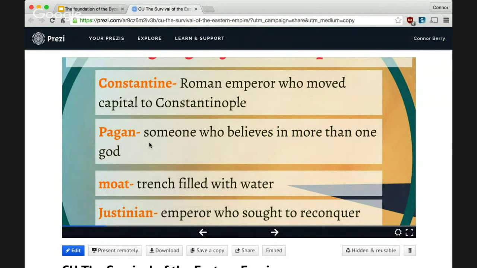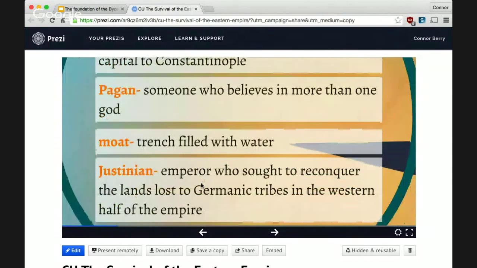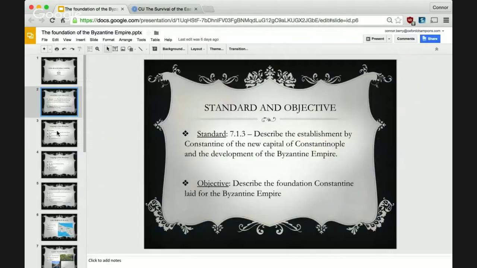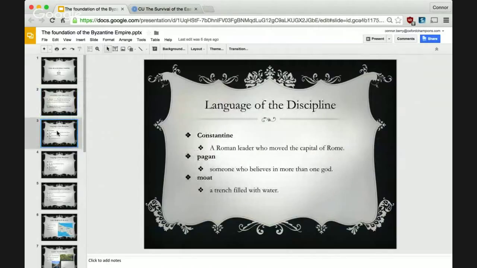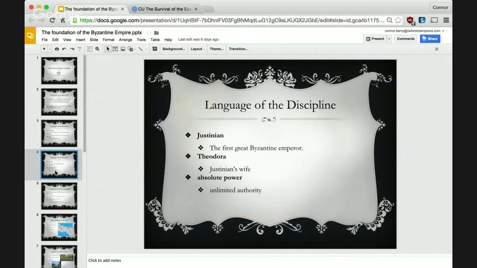So the Romans before Constantine were a pagan society. They believed in many gods. A moat is a trench filled with water. And our next one is Justinian, the emperor who sought to reconquer the lands lost to Germanic tribes in the western half of the empire. So those are our language of the discipline. If we go to our PowerPoint, you can see the language of the discipline is also right here. We have Constantine, pagan, moat, Justinian, Theodora, and absolute power.